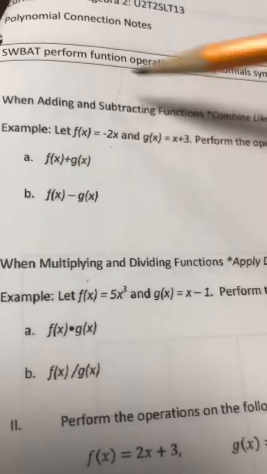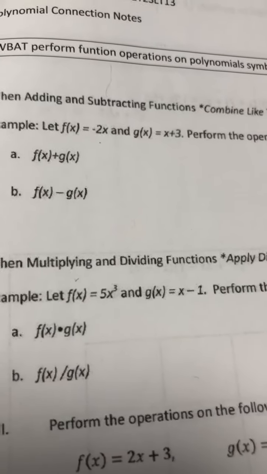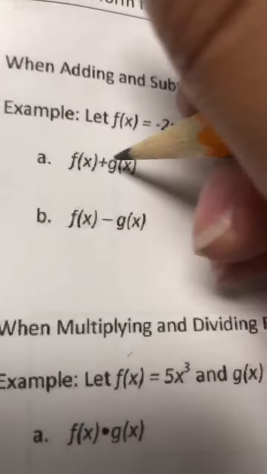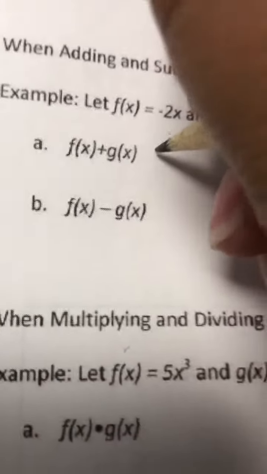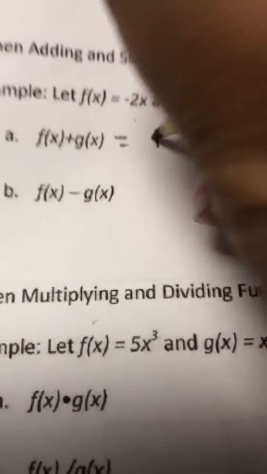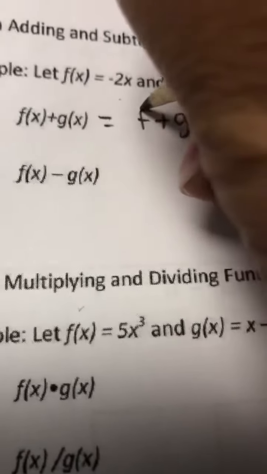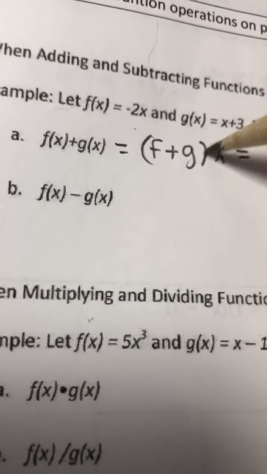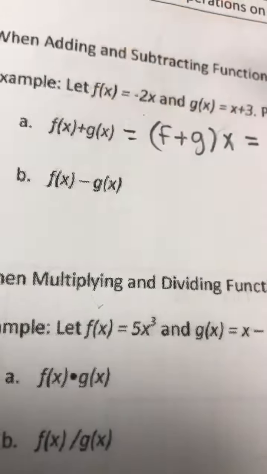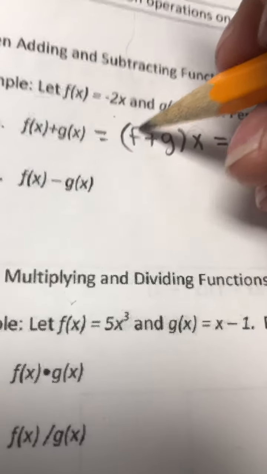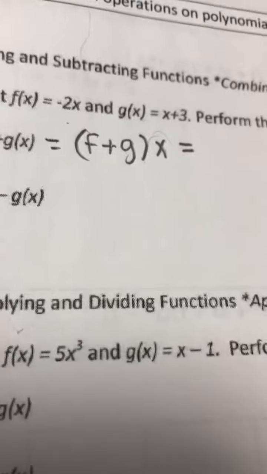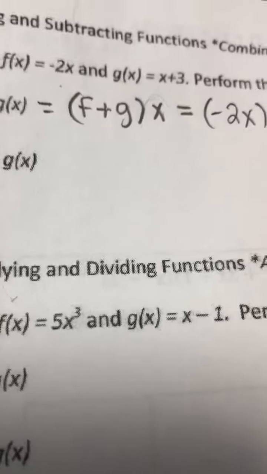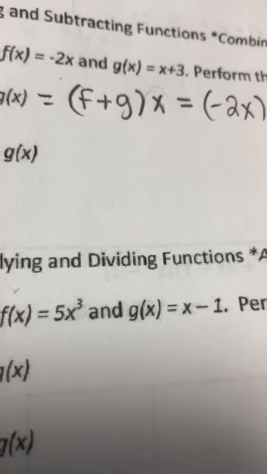All right, the first thing is adding and subtracting. When you add and subtract, you just combine like terms in the exact same way that you did for when we were working with i's. So it says here f of x plus g of x. Sometimes they're going to write it like this. So both of these mean the same thing. You're not multiplying an x. So the x out here, you're not multiplying an x. It just means add the f and g functions. That's all this means. So our f function is negative 2x. And our g function is x plus 3.